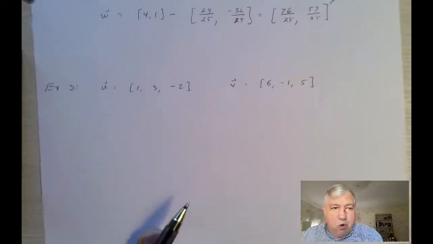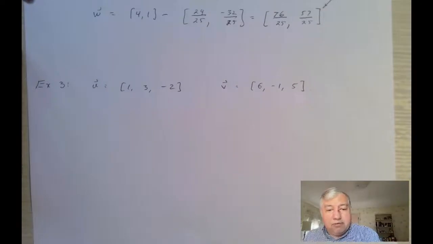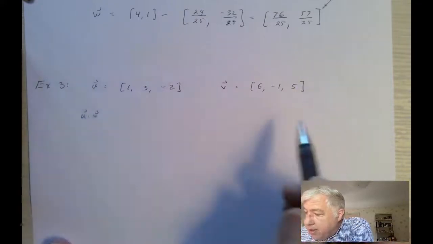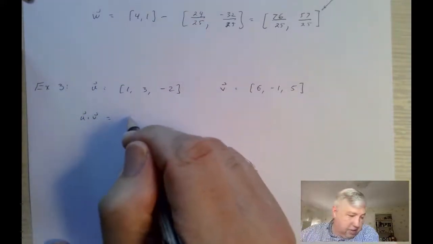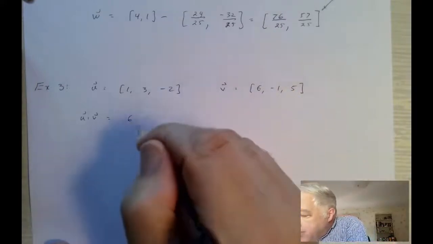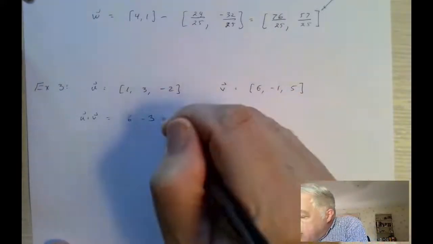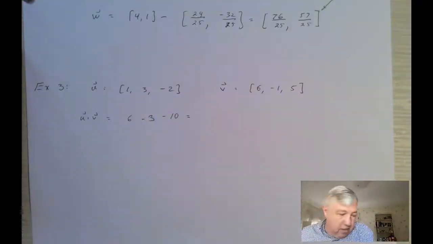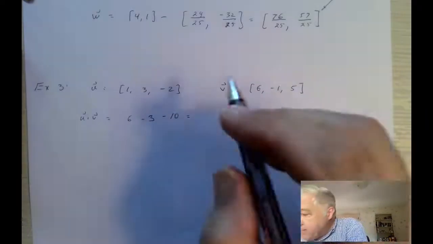Why don't you take a moment, if you want, you can pause the video and do this next example. The same computation, except it's in 3 dimensions. So U dot V is going to be 6 minus 3 minus 10. Okay, so this is going to be, if my arithmetic is right, negative 7.